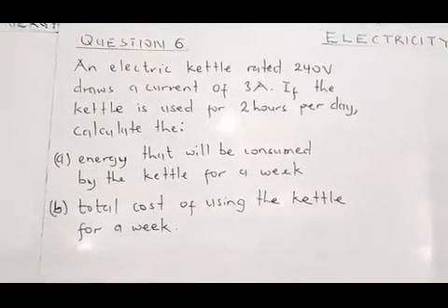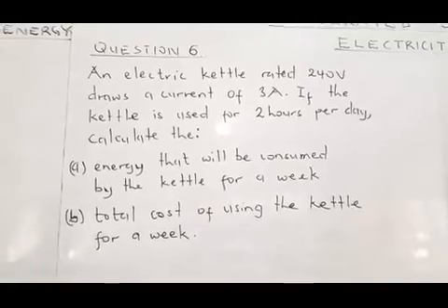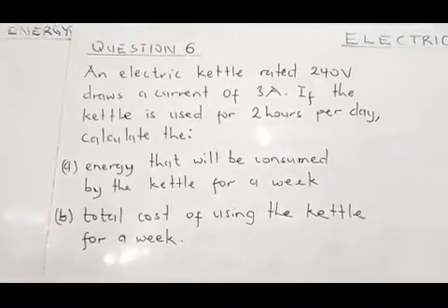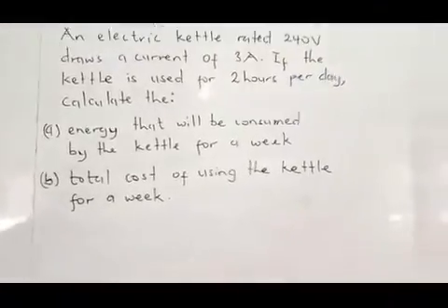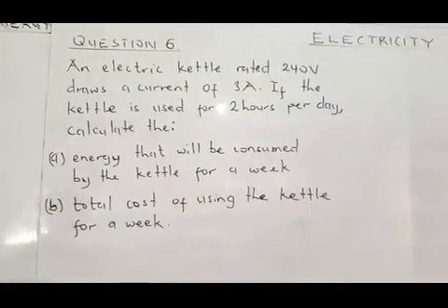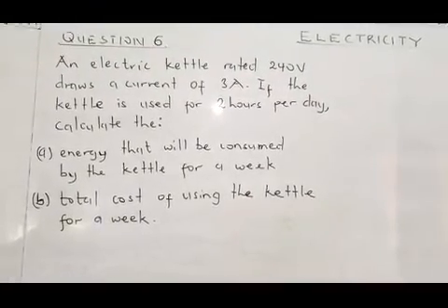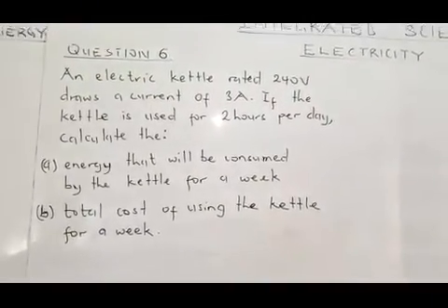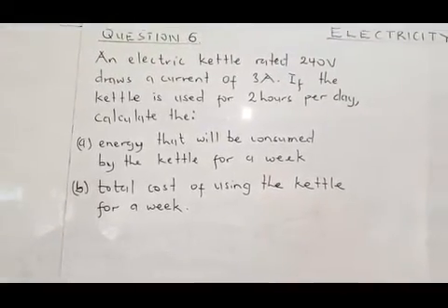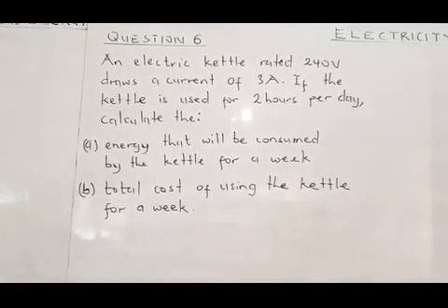Okay, question 6. An electric kettle rated 240 volts draws a current of 3 amperes. If the kettle is used for 2 hours per day, calculate the energy that will be consumed by the kettle for a week, and then the total cost of using the kettle for a week. So that is question 6.